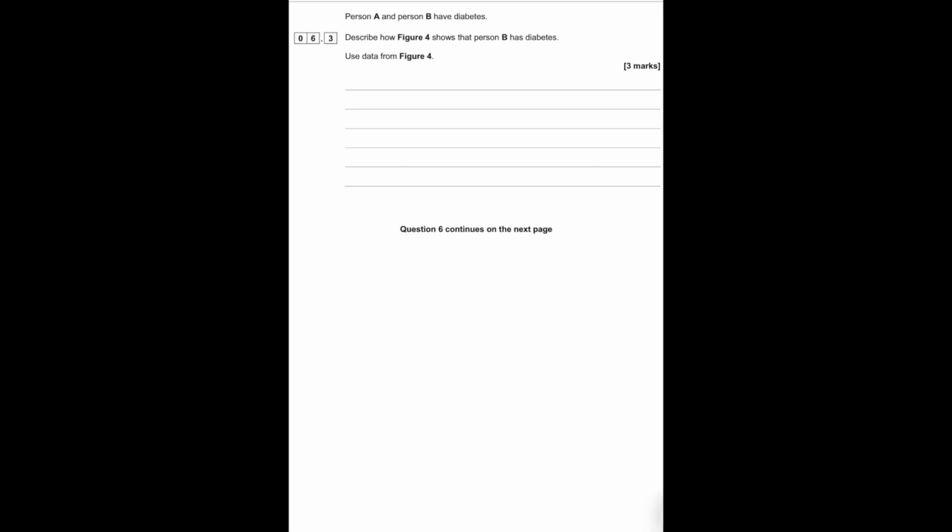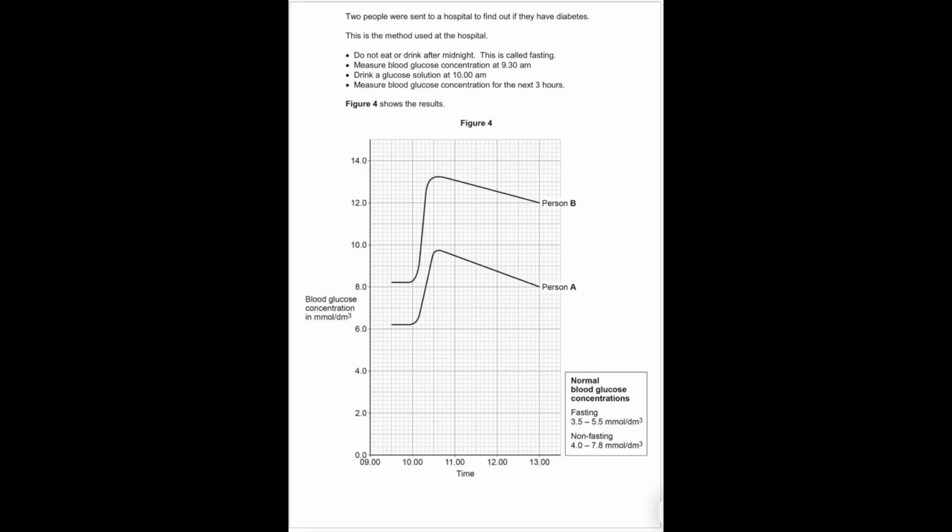Person A and person B have diabetes. Describe how figure 4 shows that person B has diabetes. Use the data from figure 4. So we can see person B, even at the fasting levels, is way higher than a normal blood glucose concentration. Then when they're given the glucose drink, we can see that it shoots up way higher than a normal non-fasting blood glucose concentration. And even after the peak, it is only dropping very, very slowly, and it does not go back to normal levels.